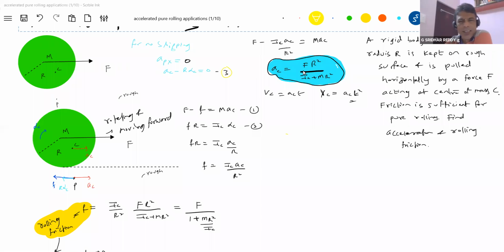So in today's class, we'll continue with the applications of accelerated pure rolling. Yesterday I introduced VC equals R omega, AC equals R alpha, forward slipping, backward slipping. The same ideas now will go for application. Different shaped rigid bodies, like a sphere, disc, everything. When you apply a force, then how particular things will come.